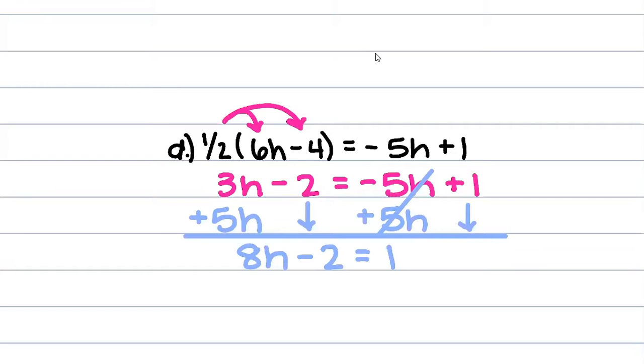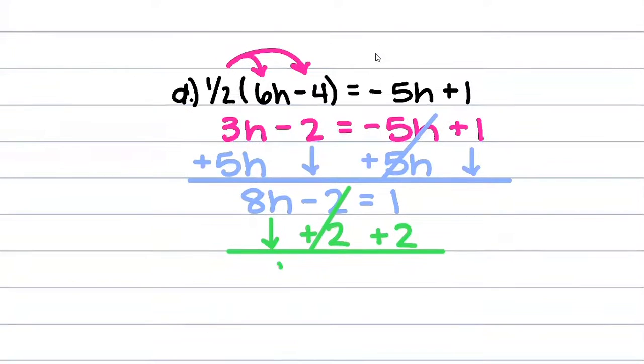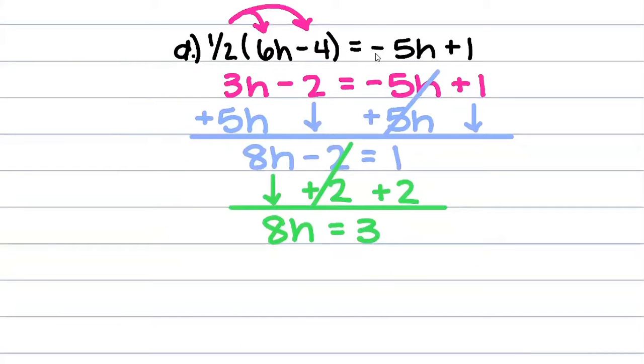From here, I'm going to add my 2 to both sides. They're going to cancel on the left side, and that 8h is going to drop down. So this is leaving me with 8h is equal to 3. From here, I just divide each side by that coefficient of the variable. So I'm dividing each side by 8. The 8's would cancel out, and h is equal to 3/8.